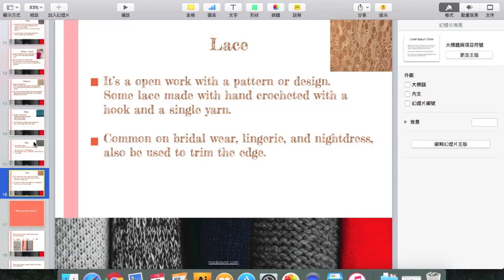Okay, some people use that one to trim the edges, which is sometimes under the dress or on the sleeve, those kinds of parts, which brings out a different kind of design, a different kind of look.